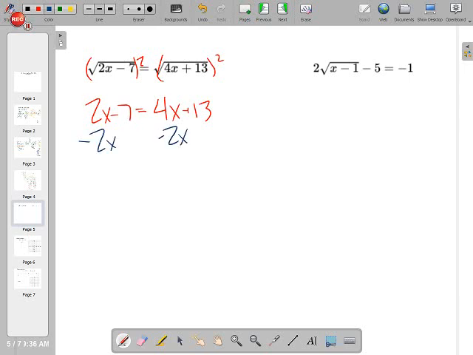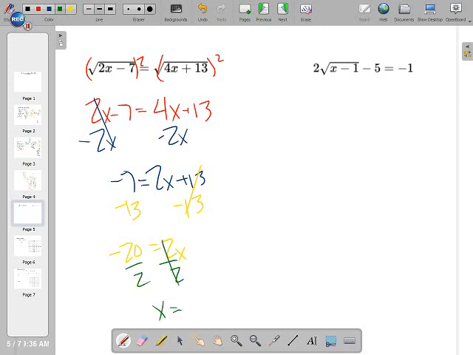Let's get all of our x's on one side. Subtract 4x, and then we'll also add 7. Oops, and then we'll also subtract 13. And -7 and -13 make -20. And then lastly, I'm going to divide both sides by 2. And I get -20 divided by 2 is -10.